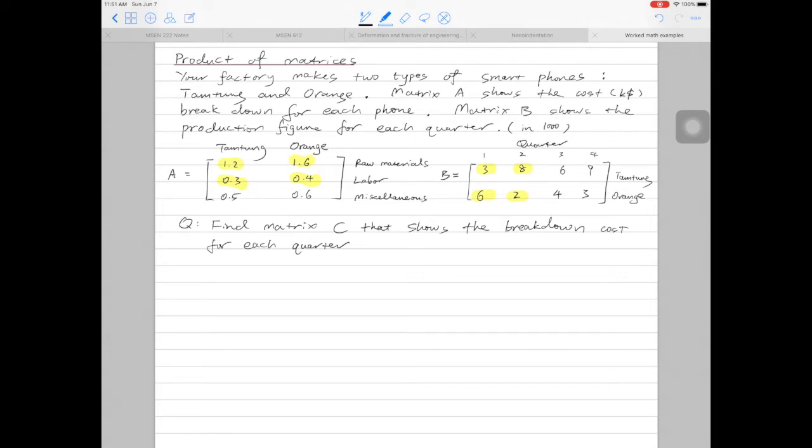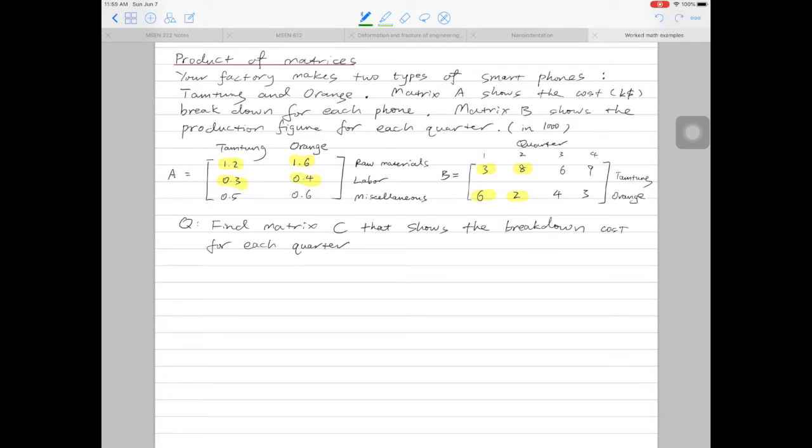The question is to find a matrix that shows the breakdown cost for each quarter. What the question asks is the total breakdown for each quarter, regardless of the type or the brand of phones you make. Before solving the question, let's look at some basic properties of matrices.